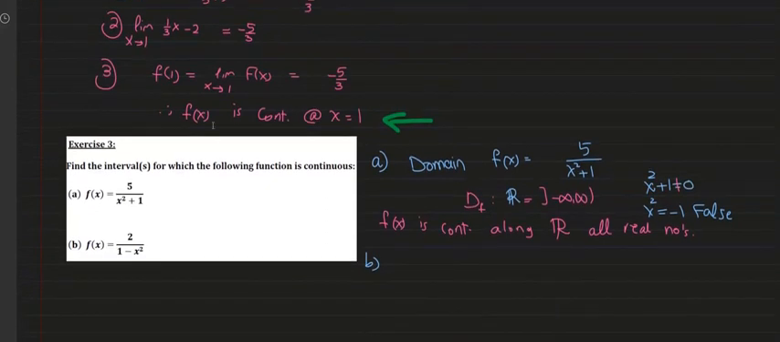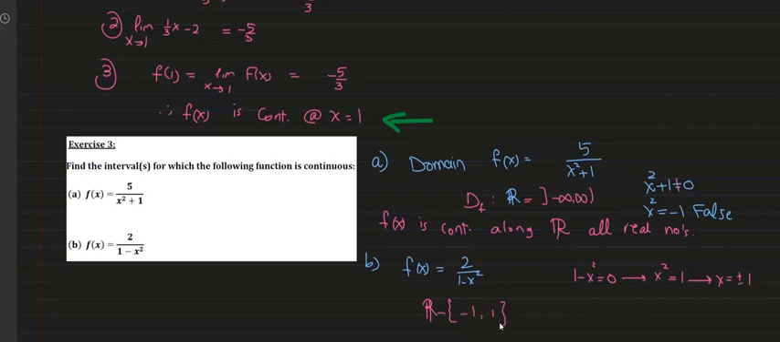Okay. What about B? B here says the function is equal to 2 over 1 minus x squared. What about the domain of that function? Here, the domain is all real numbers except the zeros of the denominator. Let's take 1 minus x squared equals 0. This means that x squared is equal to 1. And this means that x is positive and negative 1. So we will exclude negative and positive 1.